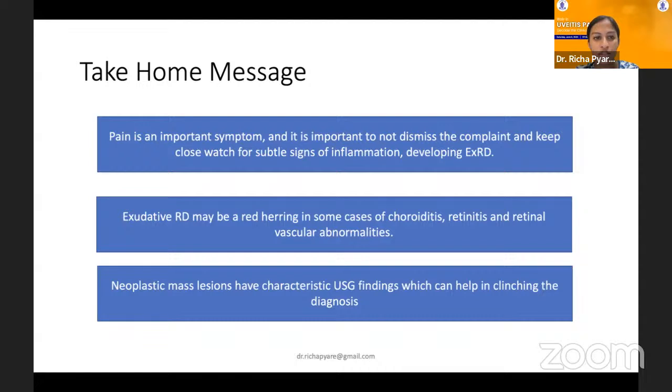The first and foremost is that pain is an important symptom. Do not dismiss the complaint of pain. Look for subtle signs of inflammation and keep a close watch for development of exudative RD. Exudative RD can also be a red herring in cases of choroiditis, retinitis, and other retinal vascular abnormalities. It may not be the MVP, so to say, the most valuable player in that setting. And neoplastic mass lesions usually have characteristic ultrasound findings, which can help to clinch the diagnosis.